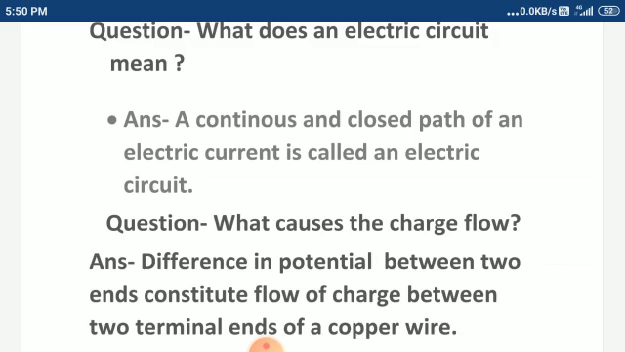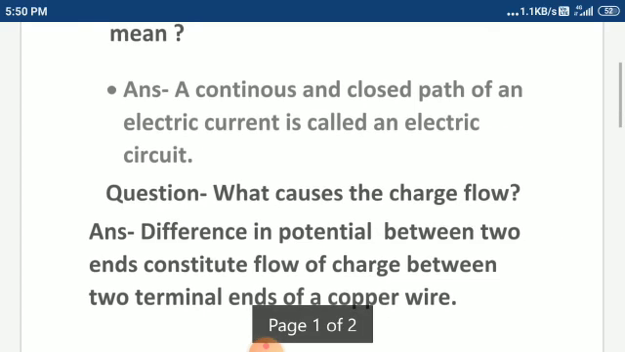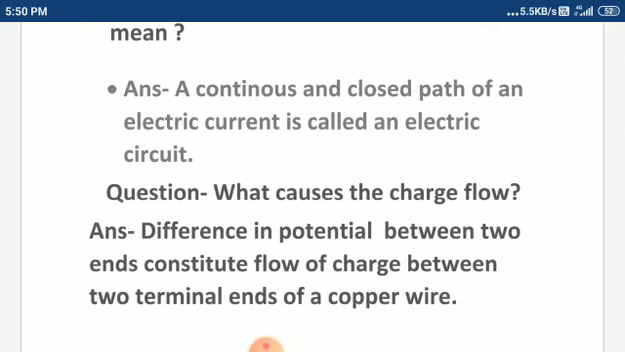Question. What causes the charge flow? This you need to understand also. Very important question. You will be confused if you will not understand it. So it should be very clear. Reason. Difference in potential. Simple. Your answer will be difference in potential between two ends. Difference in potential between two ends constitutes flow of charge between two terminal ends of a copper wire and is the cause of charge flow.